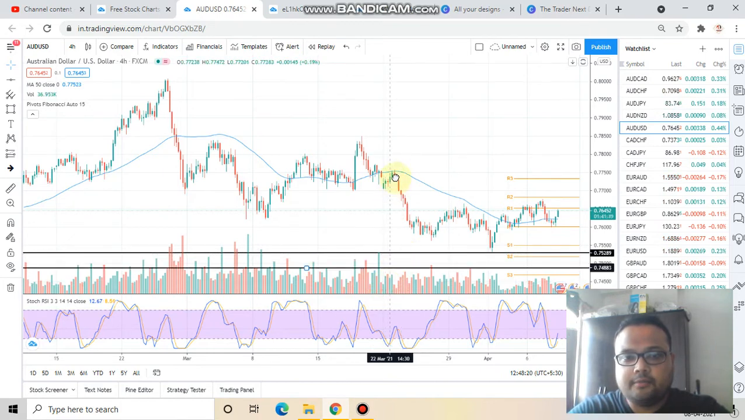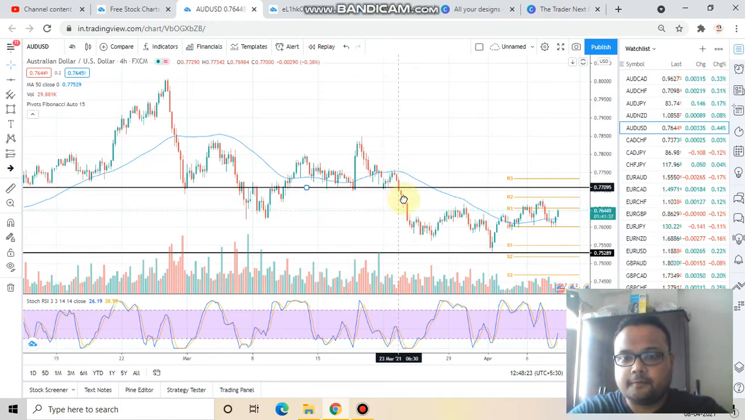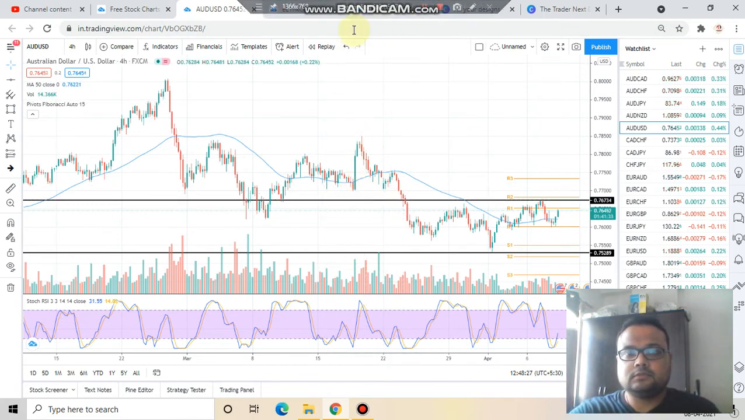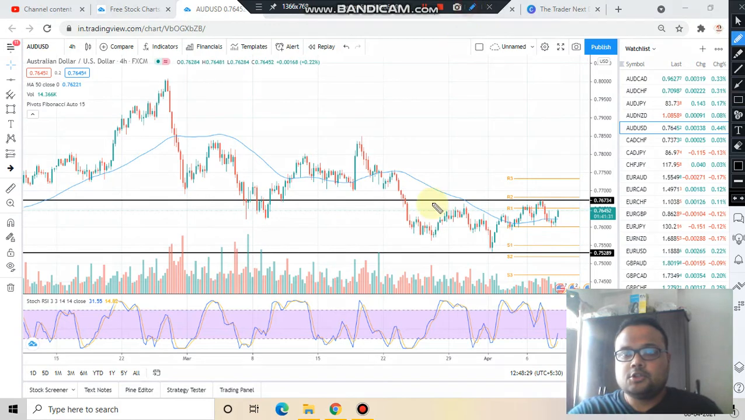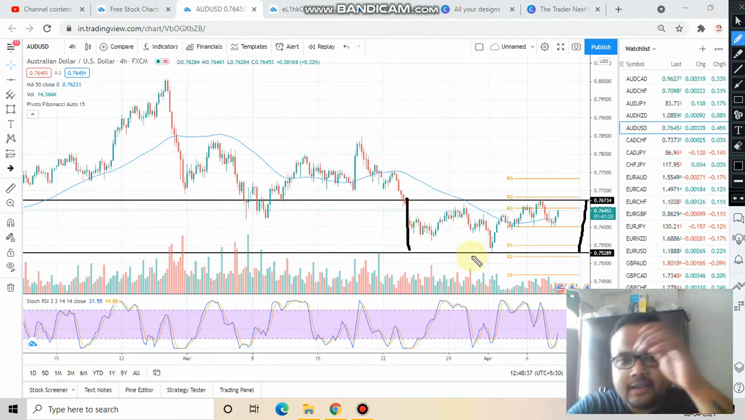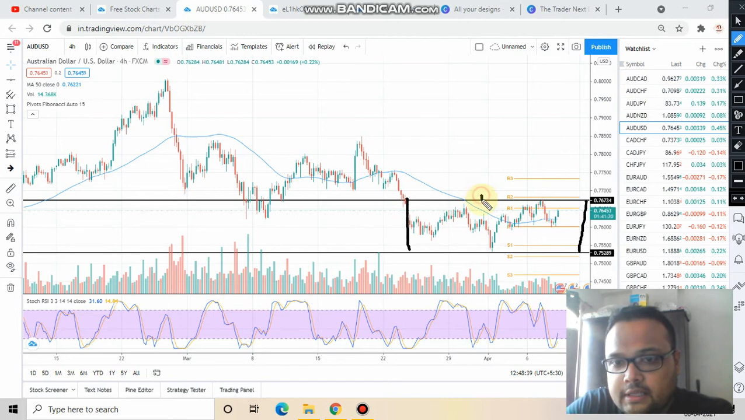You can see I am drawing two lines here. As of now, if we just consider this particular portion only, we can see the market is in a range right now. This level is acting as the resistance, and this level is acting as the support.